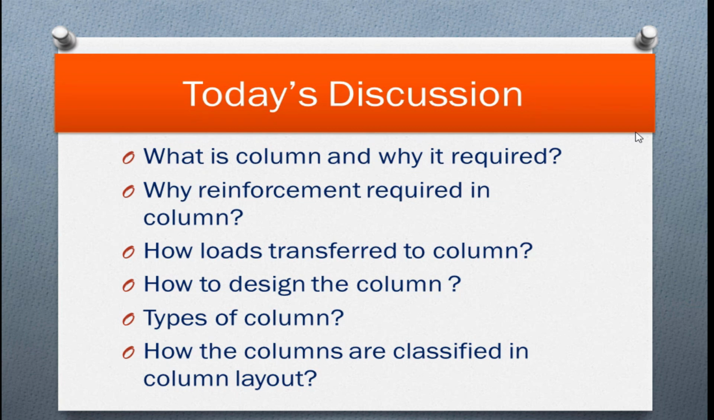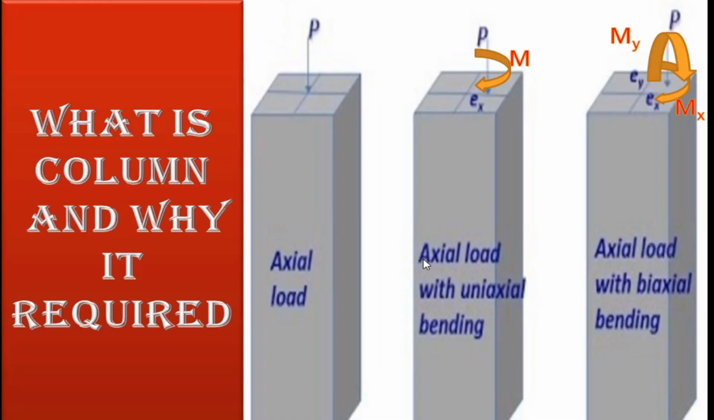So if there is a building or any type of structure, there will be a layout. If that is a framed structure, surely there will be a column layout. So how the columns are classified in the column layout, we will see with one example. Okay, so today we will go into our topic. First one is what is column and why it is required.